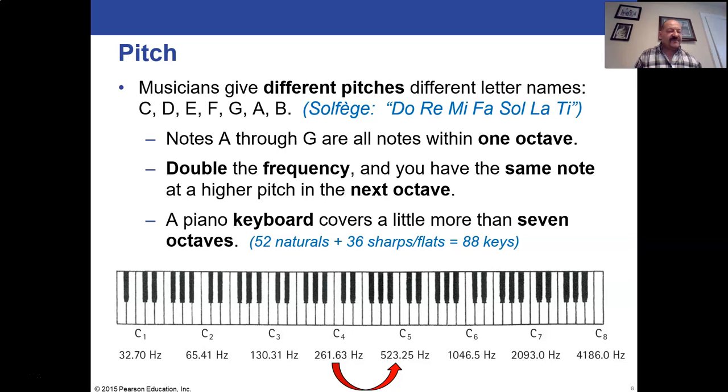In Europe, they tend to favor a different system. Instead of C, D, E, F, G, A, B, they use Do, Re, Mi, Fa, Sol, La, Ti. That's called the solfege system. Do corresponds to the C note, Re to the D, etc.